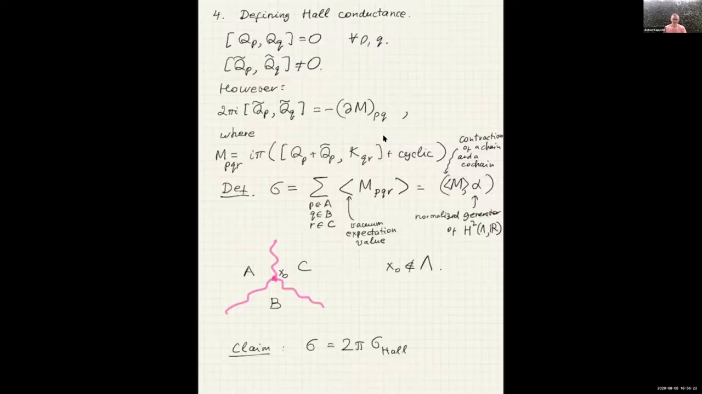Nevertheless, since they differ from the original Q only by an exact term, you'd expect that the commutator is something exact. And that is true. The commutator of this chain of these Qs on different sides is actually exact in this sense. There's some operator-valued two-chain such that we solve this equation.